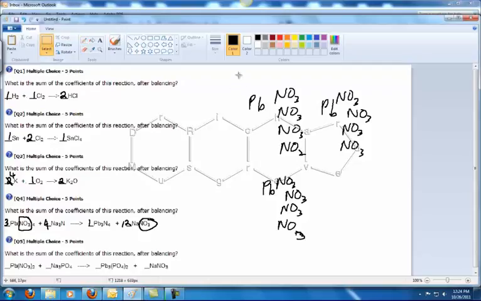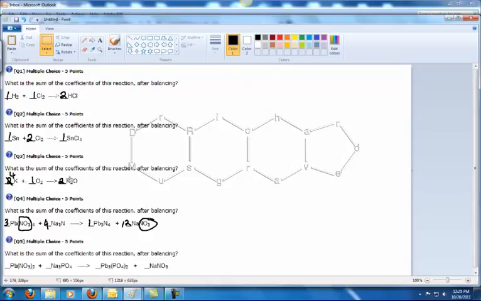Alright, let's take a look at the next one. We've got PbNO3 and we've got Na3PO4, Pb3PO4, and NaNO3. And in the same vein as what I was talking about earlier, I've got 1 lead, and I've got 3 leads over here, so I'll put a 3 in front of here. We've got 3 PbNO3 that's a total of 6 NO3s, so I'll go ahead and put a 6 in front of here like this. That means I've got 6 sodiums over here, so I'll put a 2 in front of here like this.